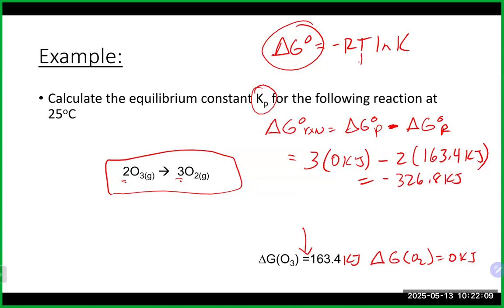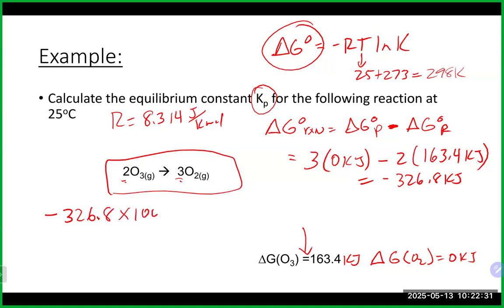Our temperature here is 298, as we need to add our 273 to convert it to Kelvin. R is the gas constant we always have, the one that involves energy. Putting these values in, that'll give us minus 326.8. I am going to multiply it by 1,000 to put it into joules, and the reason I'm doing that is because R is in joules as well. If you leave one in kilojoules and one in joules, you're going to have an issue with units. So negative, 8.314.